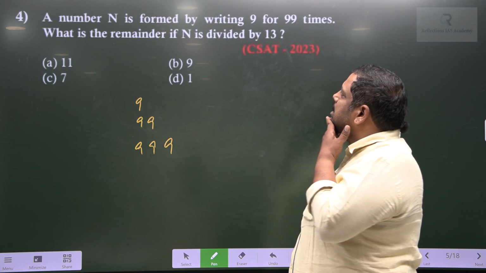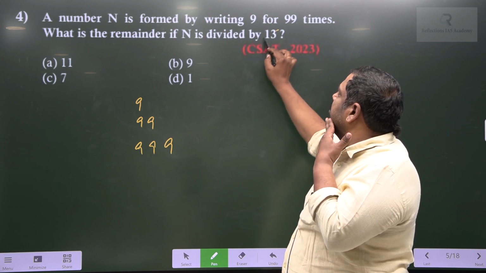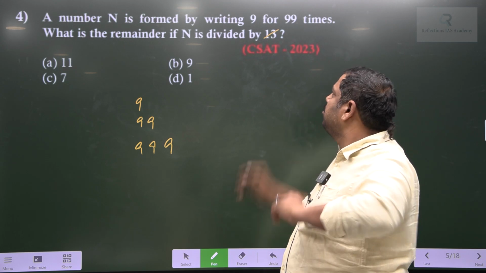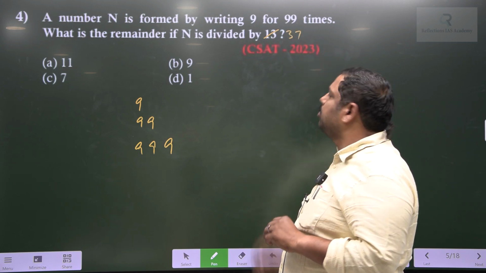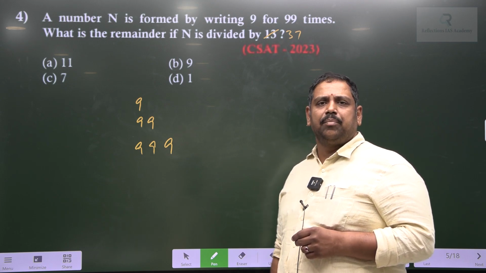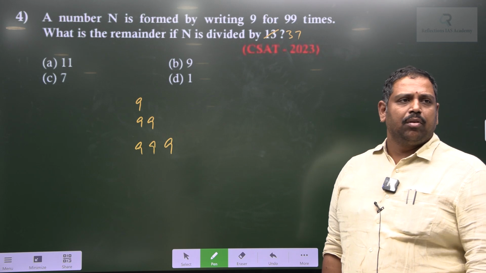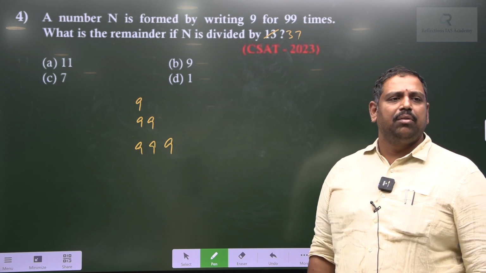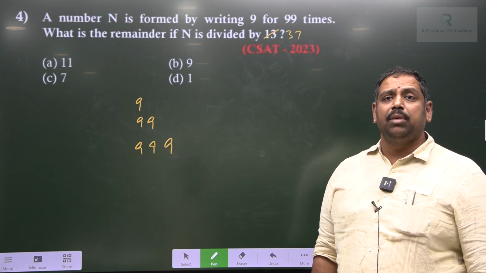Suppose he has not given 13. I am saying suppose. Suppose the number he gave is 37. What is the remainder? 9. What is the remainder? It is 0. 999 is 37 times 27, so triple nines are multiples of 37. All triplets are multiples, right?